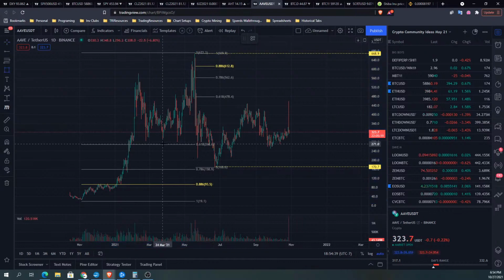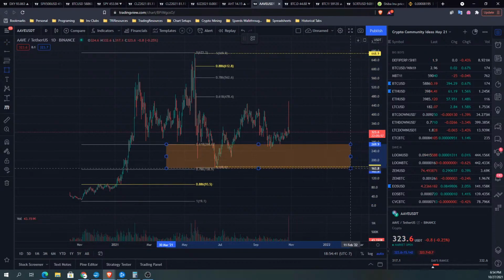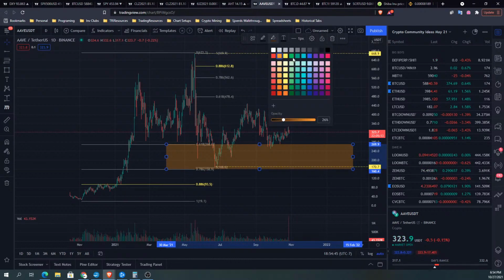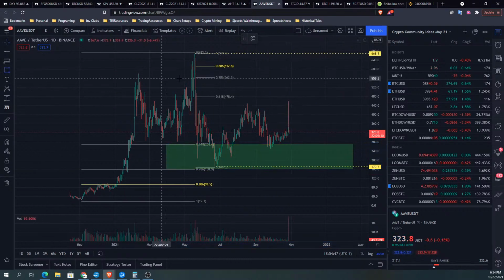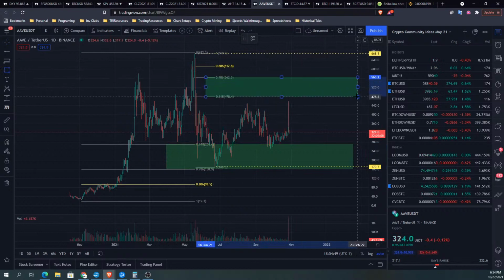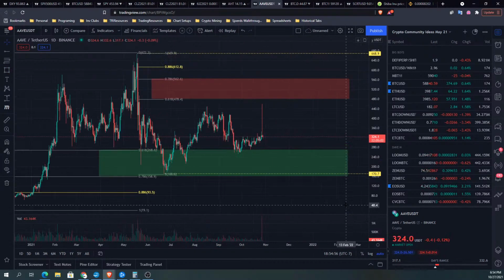I'm the type of person that I like to buy cheap, so there's my reload buy zone. And then up here is my reload sell zone. And we're just sort of stuck in no man's land. I don't really like either trade.